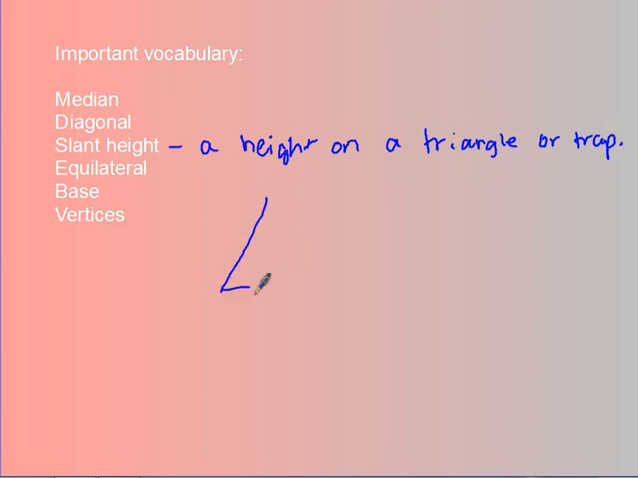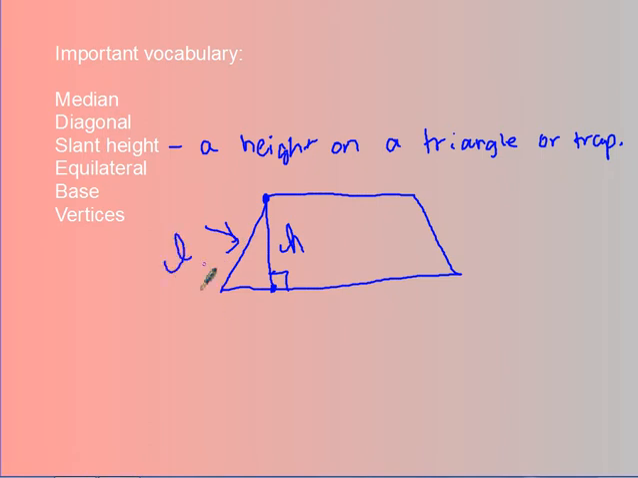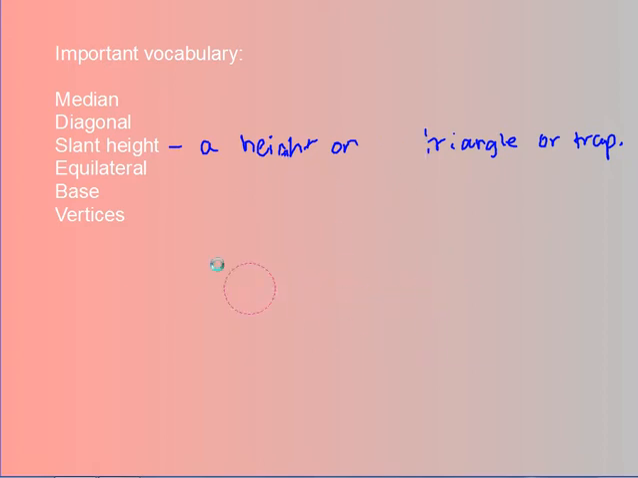So like for example, here's a trapezoid here. This would be your height. Remember, the height always connects to the base from a vertex to the base with a right angle. That's a height. This guy right here is your slant height. Okay, so that's what you call a slant height. They're different measures, okay? All right, now the next one is equilateral.